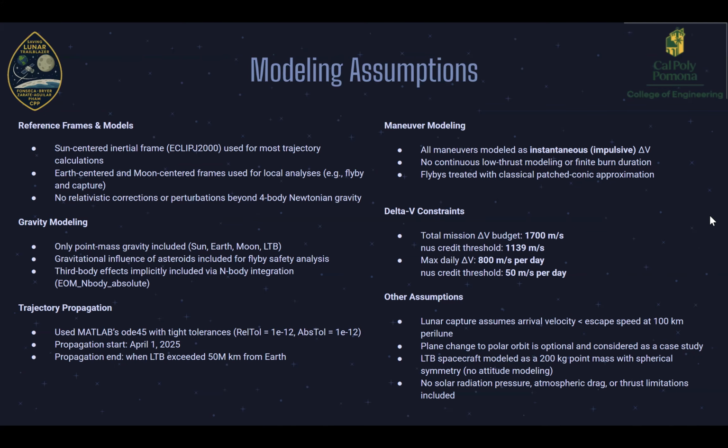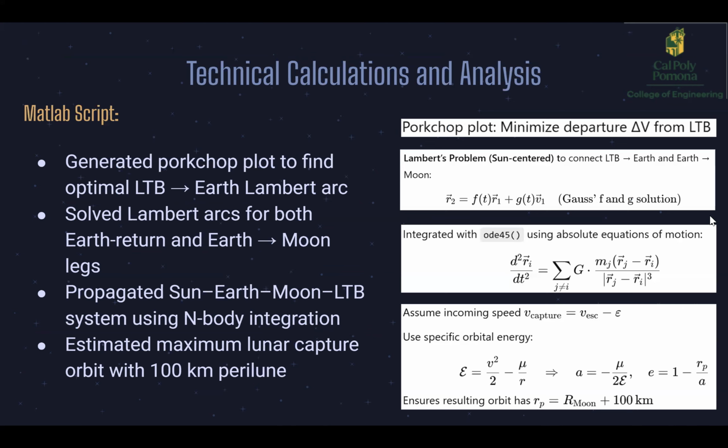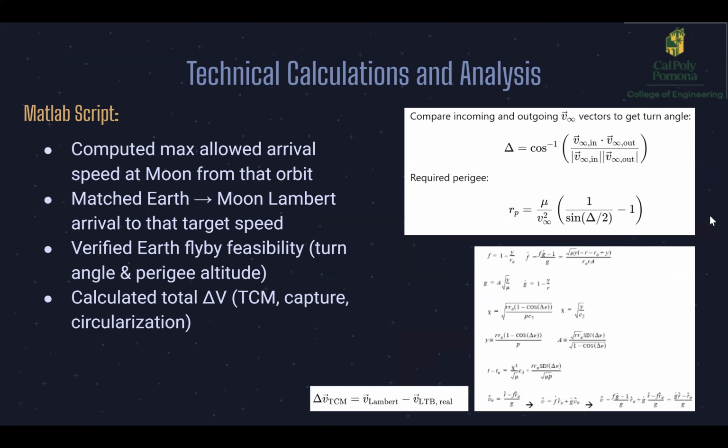Next slide, please. We generated a porkchop plot to identify the best Earth transfer window, solved Lambert arcs for both legs, and used n-body integration to propagate the system and design a safe capture orbit. Next slide, please. We calculated the maximum safe arrival speed at the moon and confirmed the Earth flyby feasibility through turn angle checks.